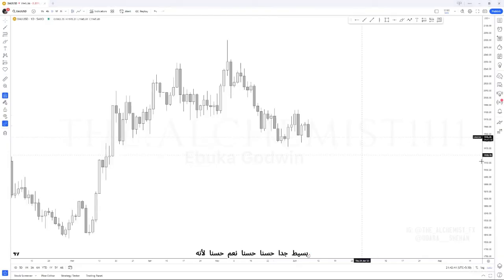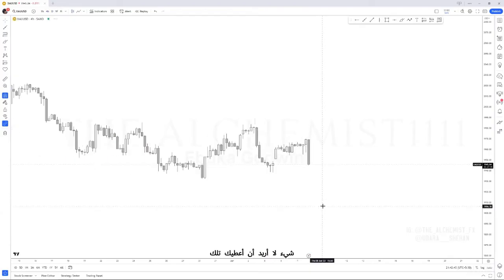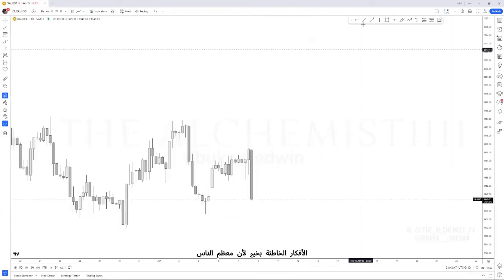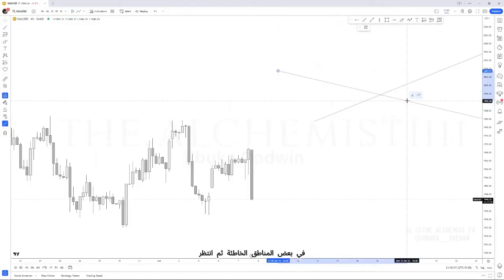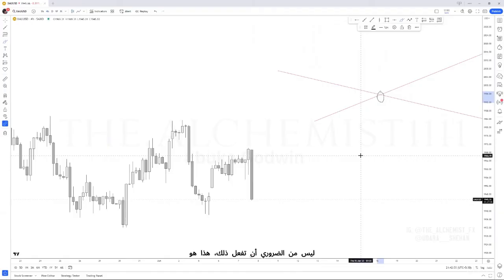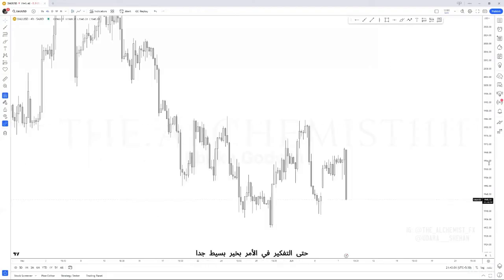Because sometimes, that's the thing, I don't want to give you those false ideas. Most people just draw trend lines like this into some wrong zones and then wait their whole lifetime until price comes here. It doesn't have to be that way. If it is there, it's just there. That's it. If it's not there, don't even think about it. Very simple.